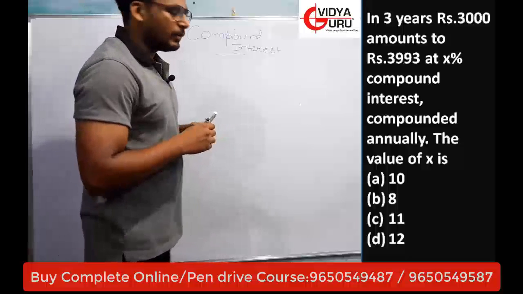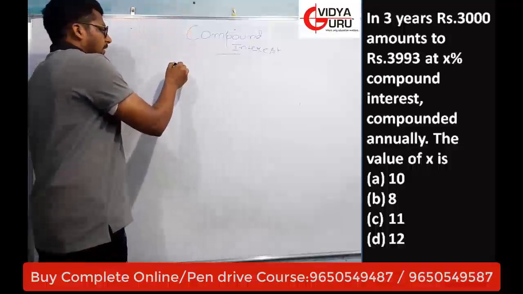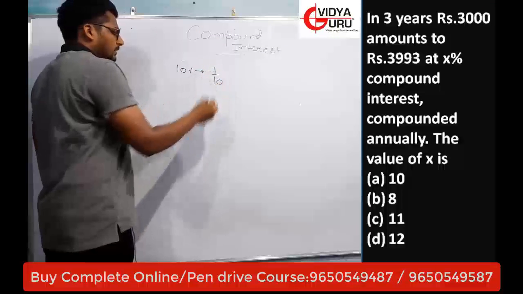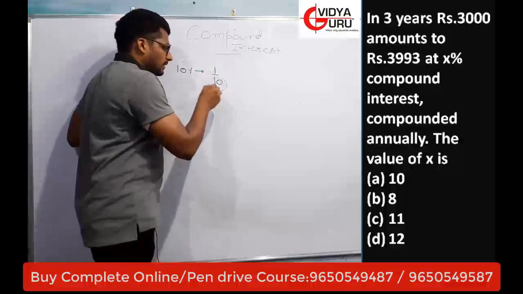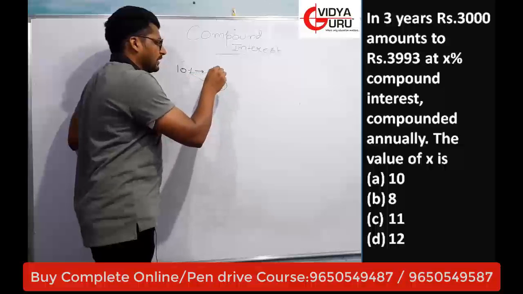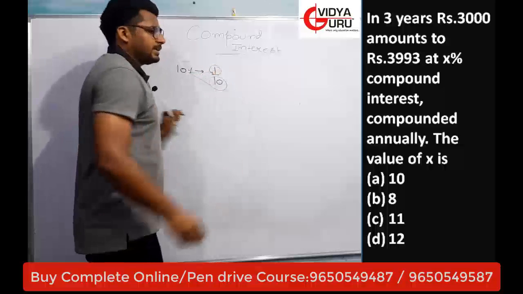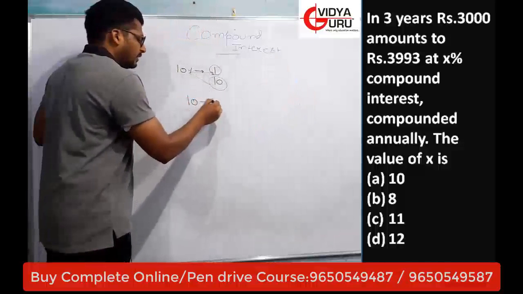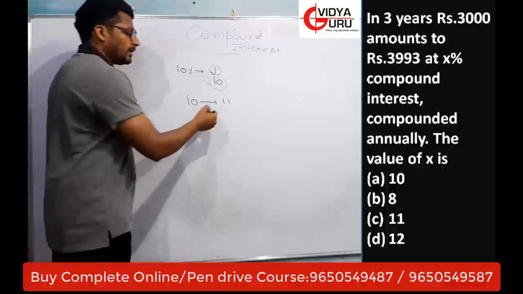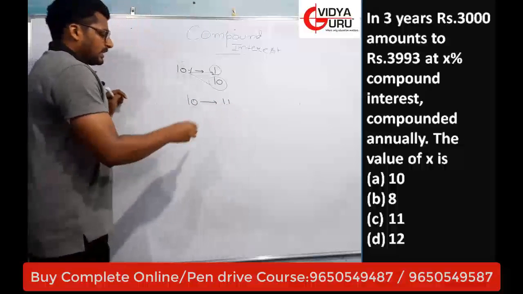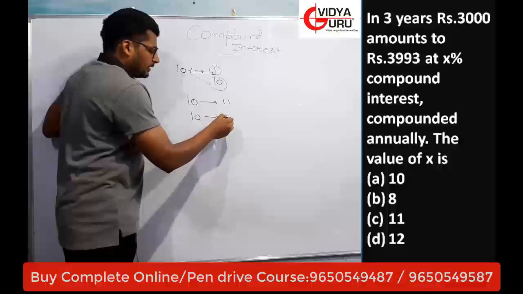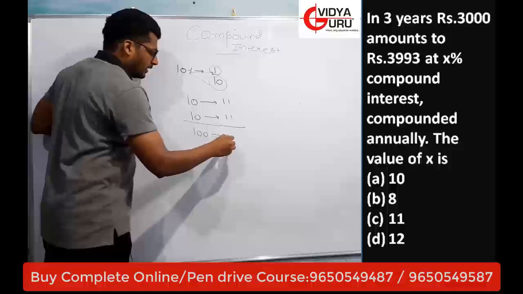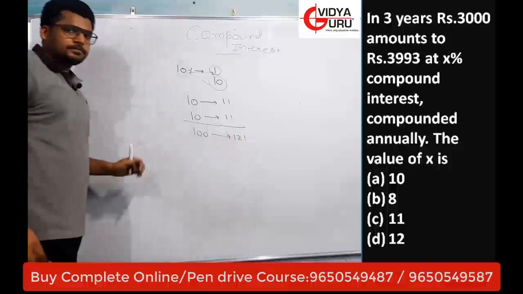Before explaining this question, I want to explain one concept to you. If a rate is given as 10%, then it means 1 by 10. If 10 is the principal, that means its 10% is 1, that means I am getting 1 as interest on 10 as principal. It means in 1 year, 10 will become 11, sorry. For the second year, again 10 will become 11.